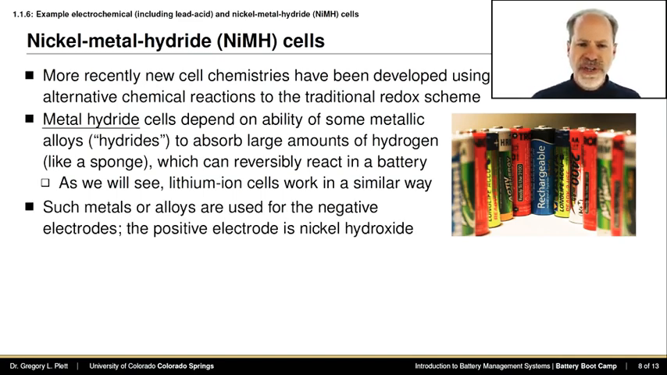So metal hydride cells use these metal alloys in their negative electrodes, and they use a nickel hydroxide as the positive electrode. And the distinction between what's happening in the negative electrode versus what's happening in a standard traditional redox reaction is that we don't really have a standard electrochemical redox reaction happening in the negative electrode at all.